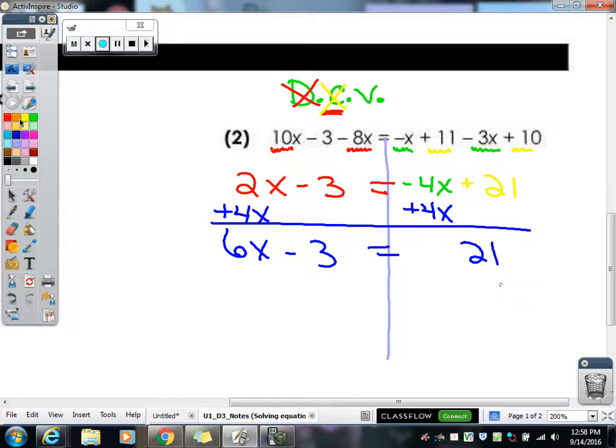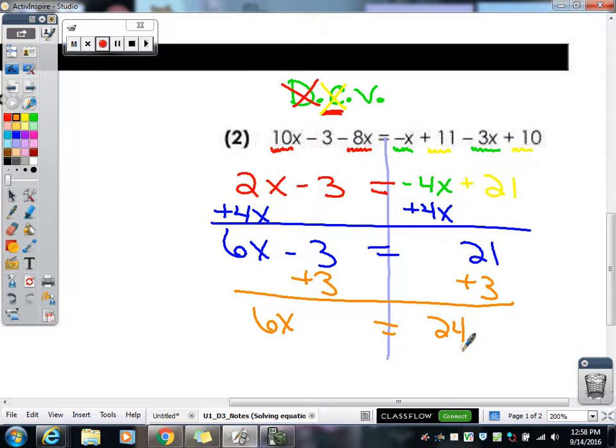Then hopefully at this point this looks easier to you. Add 3 to both sides. I get 6x equals 24. Divide both sides by 6. X equals 4.